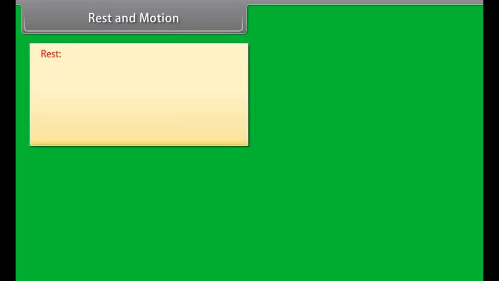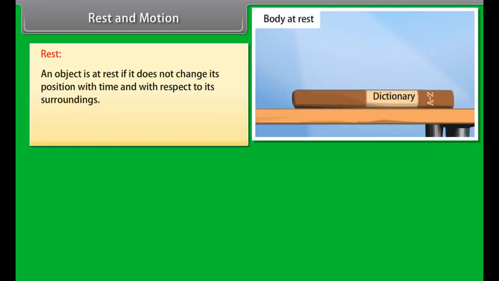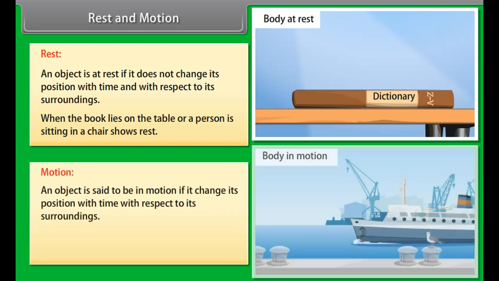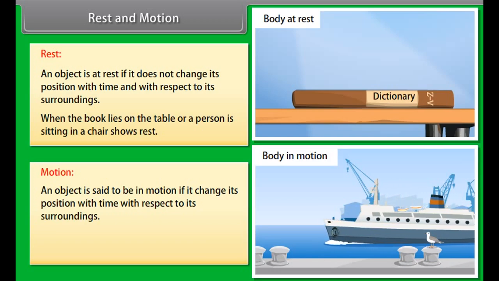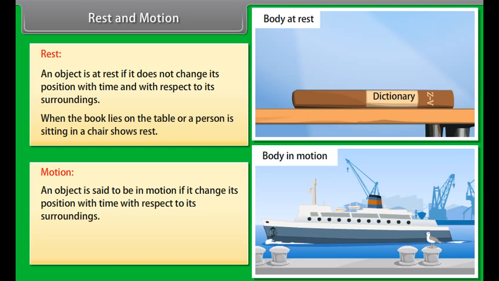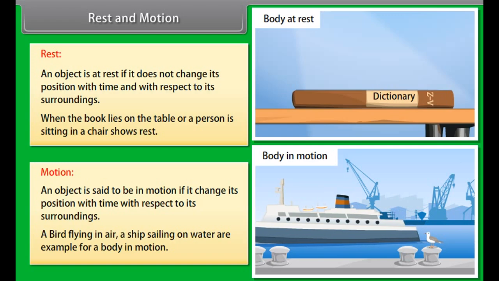Rest and motion. Rest. An object is said to be at rest if it does not change its position with time and with respect to its surroundings. When the book lies on the table or a person sits in a chair, it shows rest. Motion. An object is said to be in motion if it changes its position with time with respect to its surroundings. A bird flying in air or a ship sailing on water are examples of a body in motion.